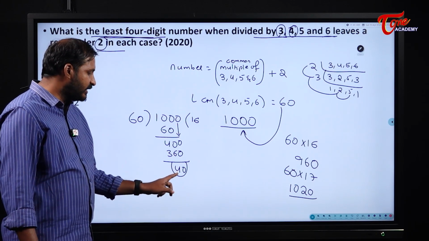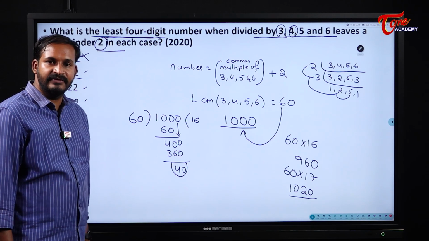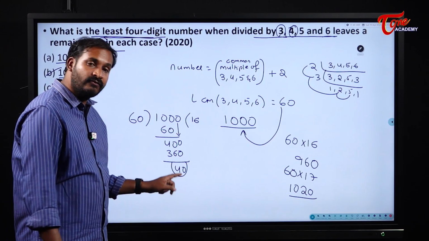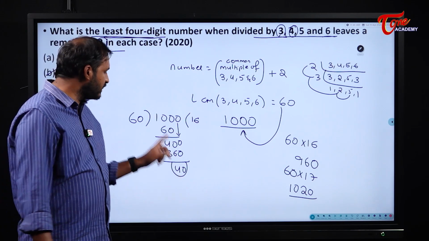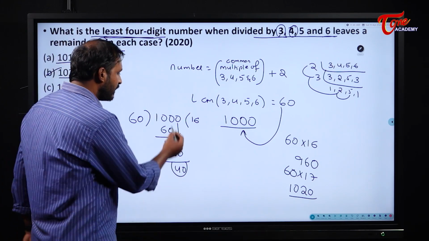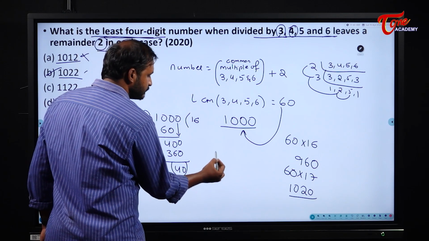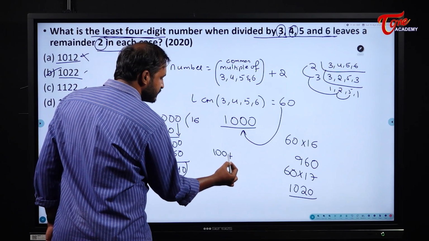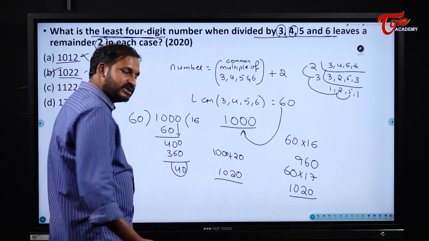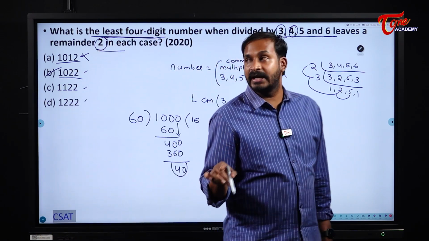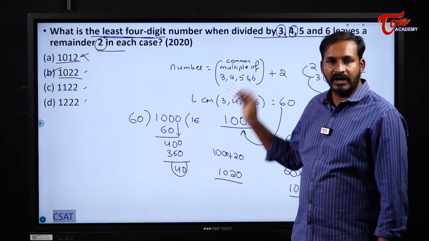So, now how much I need to add to this 40 so that it is exactly divisible by 60? I need to add 20 more so that it will be exactly divisible. That means if I add 20 to this 1000, 1000 plus 20, so 1020 is the least 4-digit number which is exactly divisible by 2, 3, 4, 5 and 6.